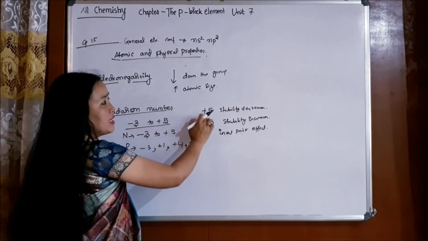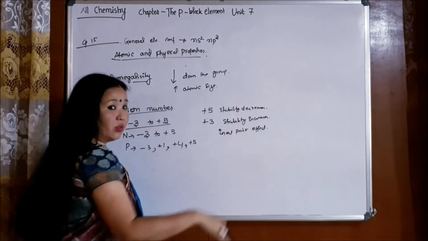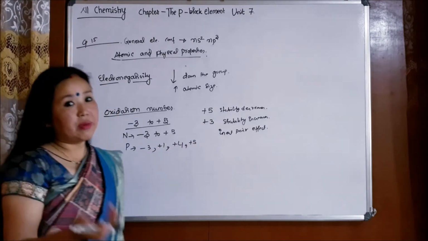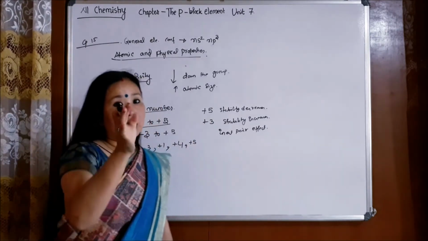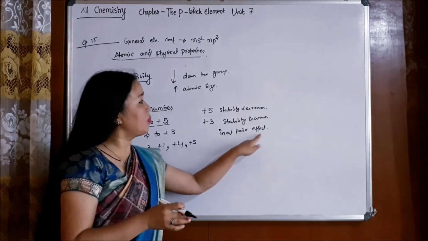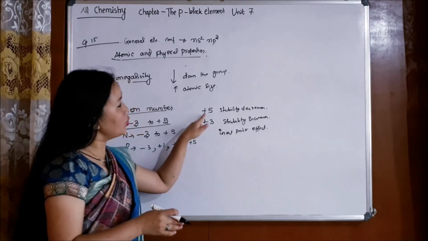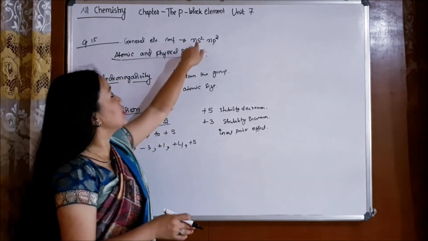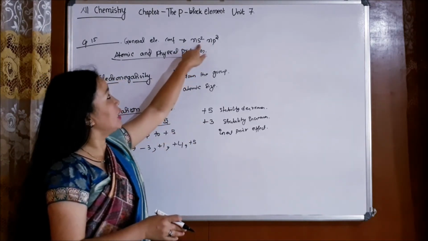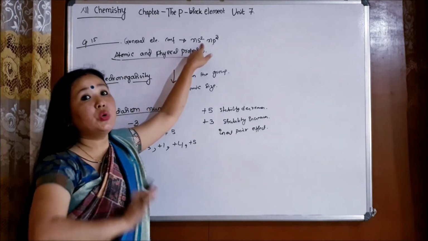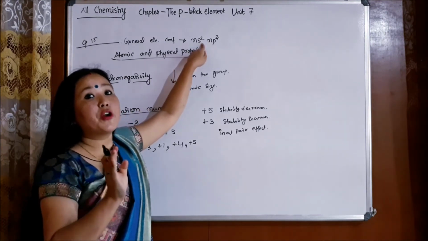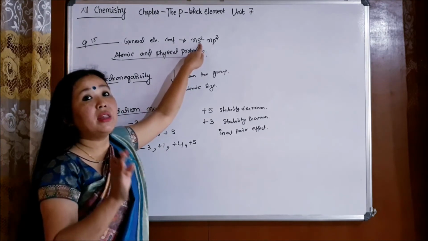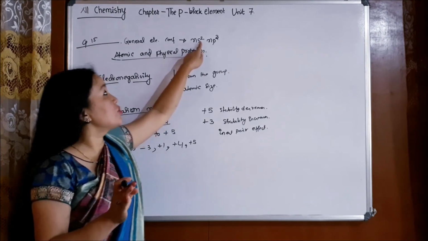The stability of the +5 oxidation state decreases down the group, whereas the stability of the +3 oxidation state increases down the group. The reason is the inert pair effect. In order to show +5 oxidation state, all the electrons in this orbital should be able to take part in bond formation. It will take part in bond formation only when the electron becomes unpaired.